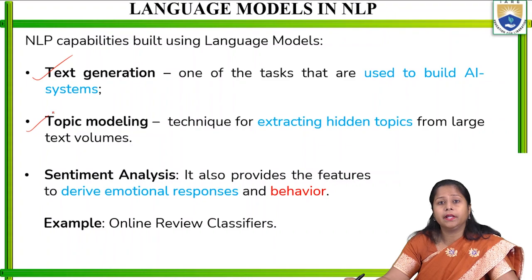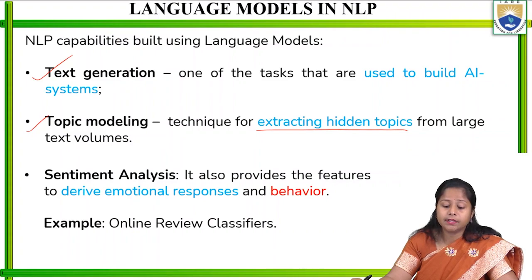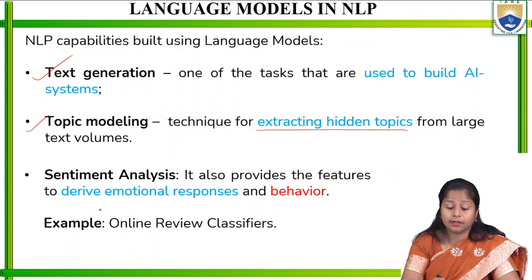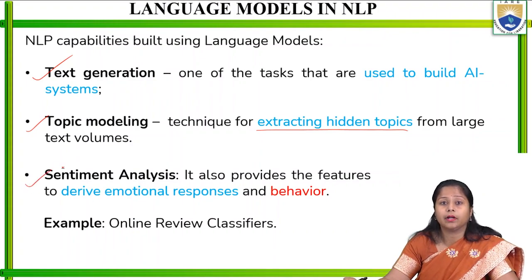Next is topic modeling. Topic modeling is a technique for extracting the hidden topics from a large text volume. Suppose there is a corpus, and in that some sentences are there, having hidden meaning, hidden topics. That is going to be extracted by this topic modeling using AI techniques. So this is another capability of NLP language modeling.